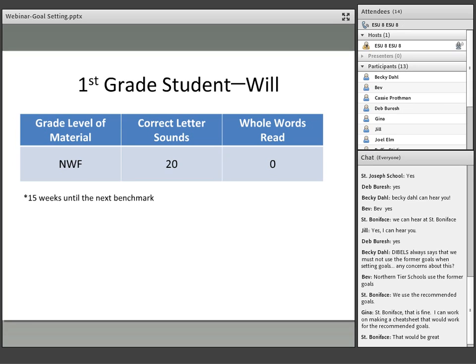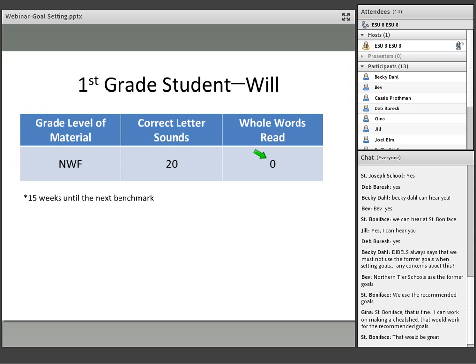Now, I had a student this morning who met the benchmark. He was a 1st grader, and he met the benchmark for oral reading fluency, but he did not meet it for nonsense word fluency. And when we looked at his booklet, it looked like for oral reading fluency, he mostly was reading sight words and he wasn't super accurate. And when we looked at his nonsense words, his data looked a lot like this, actually. It was around 20 sounds and he had 0 whole words read. And the teacher said, yeah, he's really struggling.